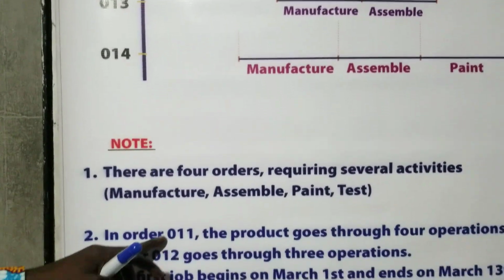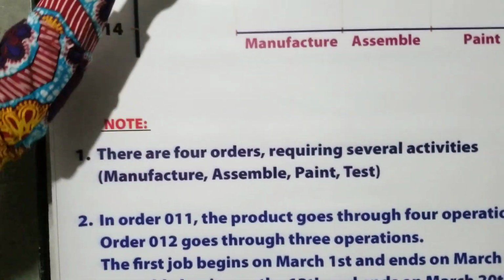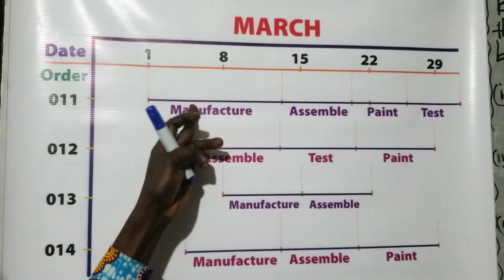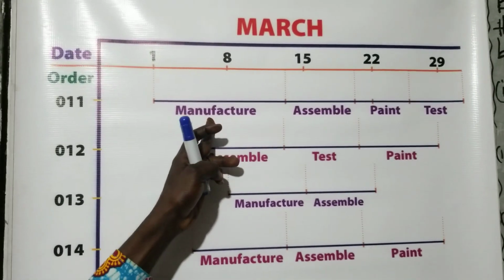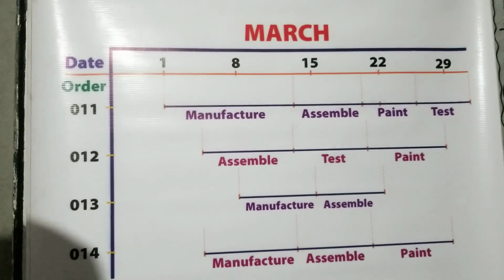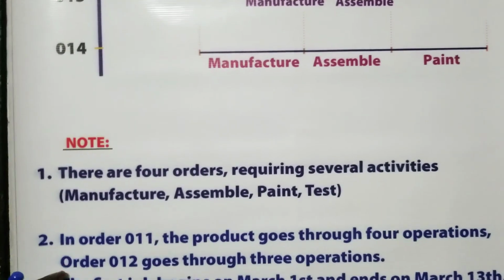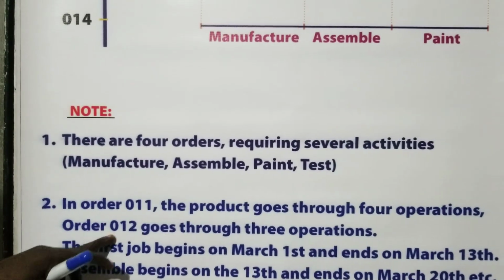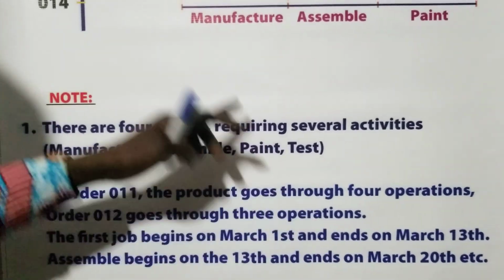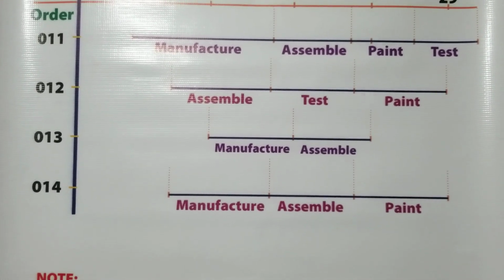Then in order 011, the production goes through 4 operations. So 1, 2, 3, 4. Manufacture, assemble, paint or painting, and then test. Then order 012 goes through 3 operations. 1, 2, 3. Assemble, test, and then paint.